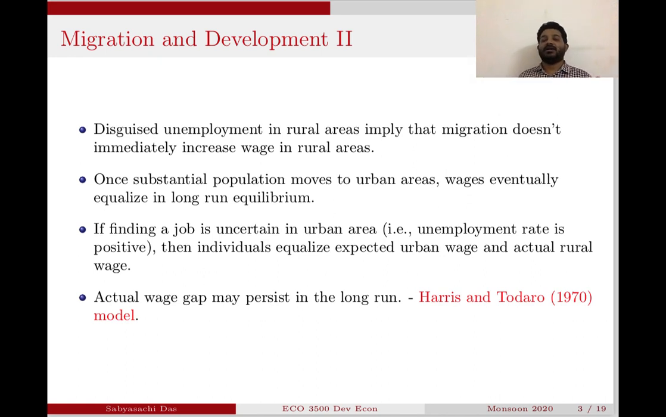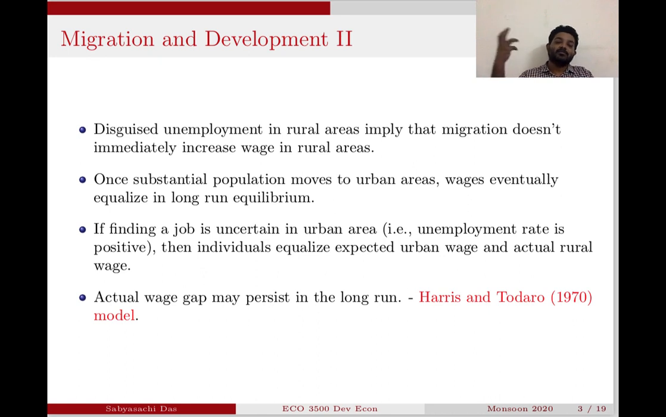they are doing some labor, but if you remove them, it's not that the production will fall, the labor output will fall. So their marginal product is effectively zero. They are sort of helping out on the sidelines, but they are not essential for the production of that output. So there is a lot of what you call disguised unemployment.